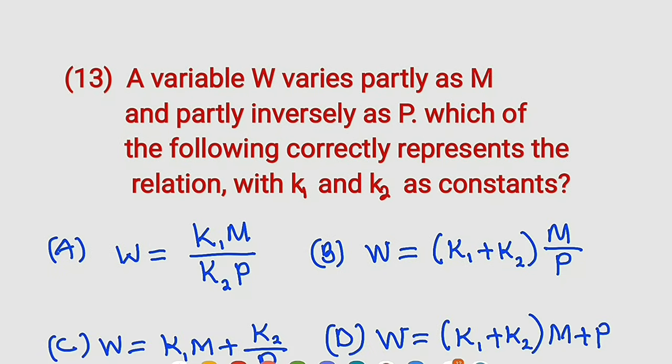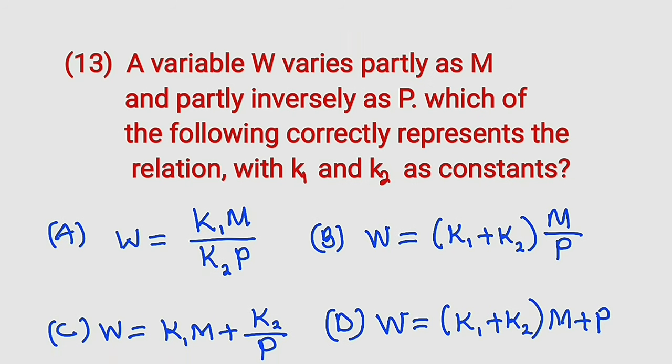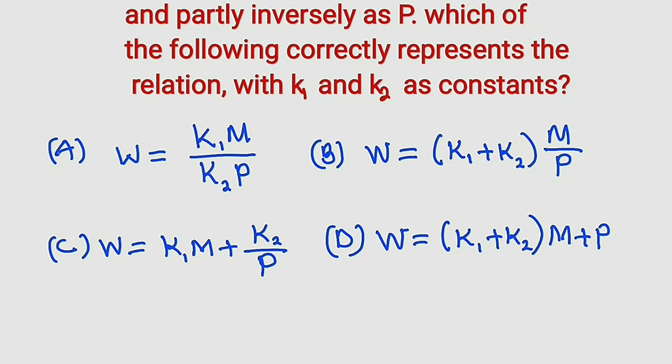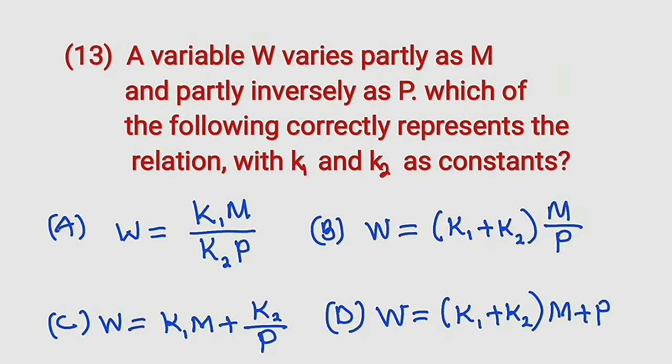Question number 13 reads, a variable w varies partly as m and partly inversely as p. Which of the following correctly represent the relation with k1 and k2 as constants? We have A, B, C, D here as options. Well, look at the question carefully.